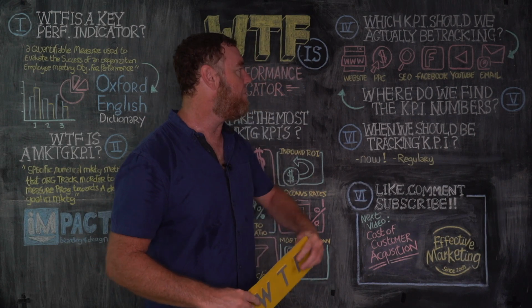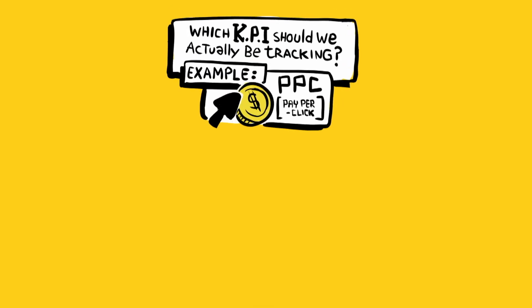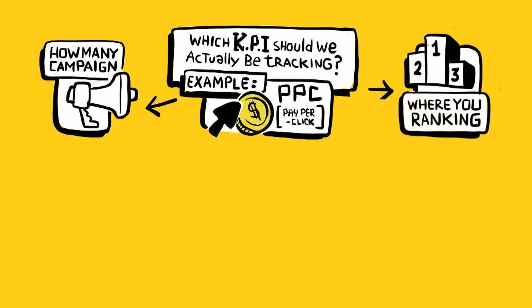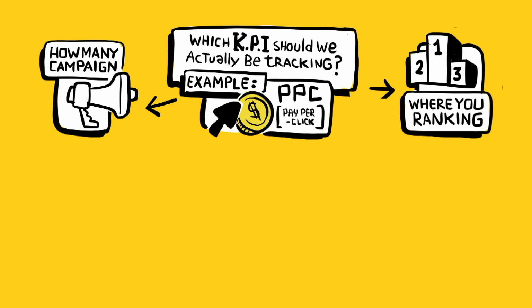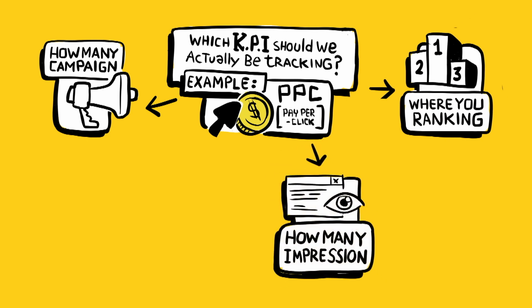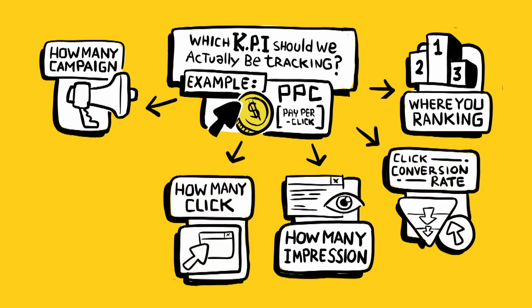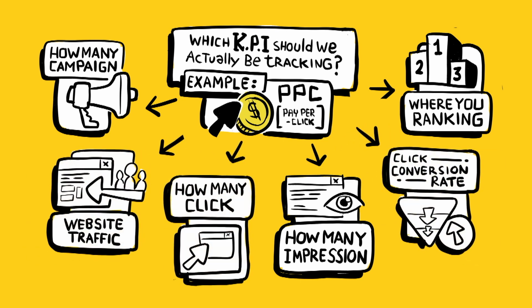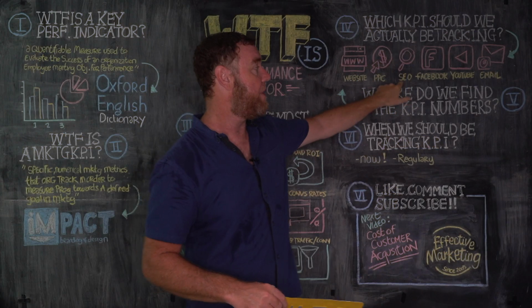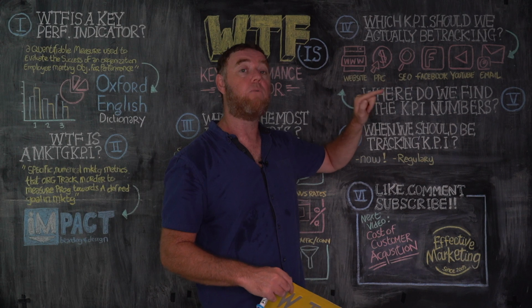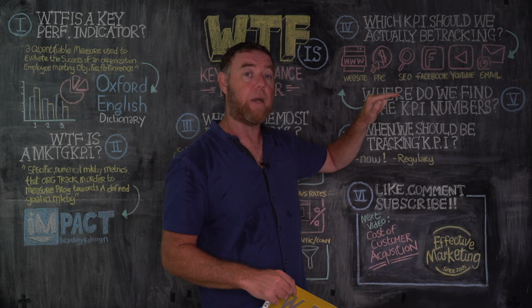So for example, if you are doing pay-per-click advertising, you will want to know how many campaigns are running. You will want to know where you are ranking for those campaigns. You will want to know how many impressions you're achieving. You'll want to know how many clicks you're achieving, your click conversion rate, the traffic that actually ends up on your website. So behind each of these campaigns are 7 or 8 numbers that will tell you how well you are doing in each of those campaigns.